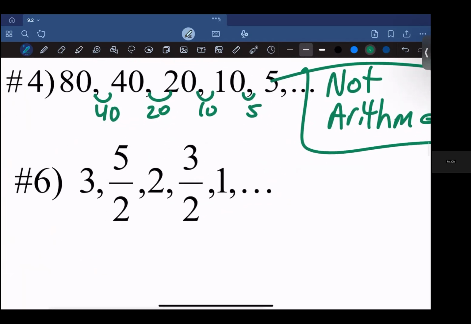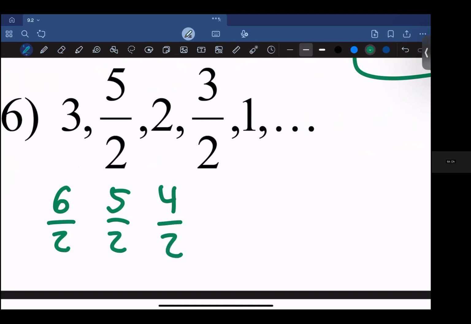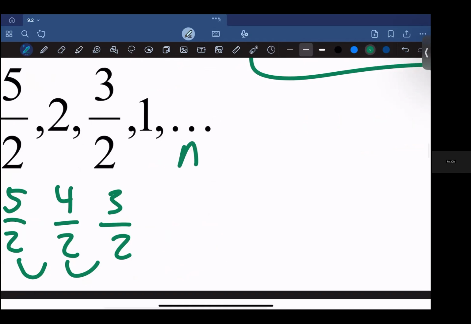All right. So we have 3, 5 over 2, 2, 3 over 2, and 1. Again, this is really gross when stuff is in different forms. So I'm going to go ahead and make everything into a fraction. 6 over 2, 5 over 2, 4 over 2, 3 over 2, and so on. Okay, so what is going on here? Looks like my difference, oh, look at that. Looks like it's just a 1/2. So that is definitely looking arithmetic to me.